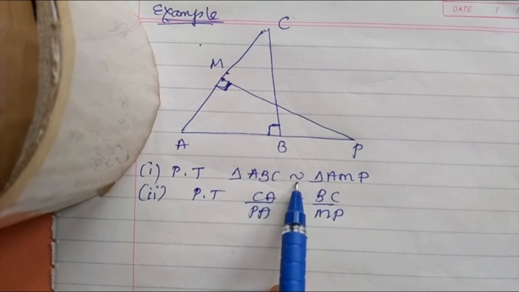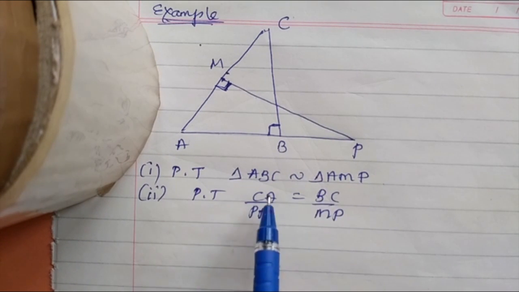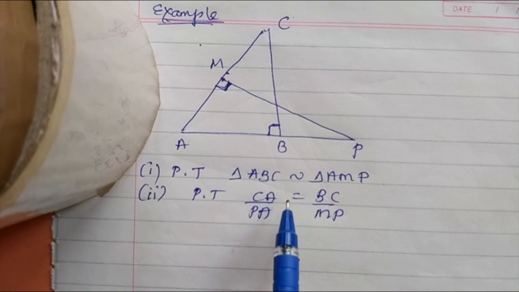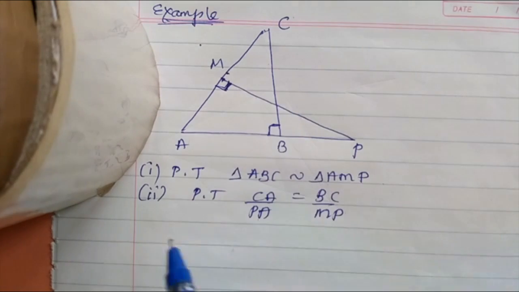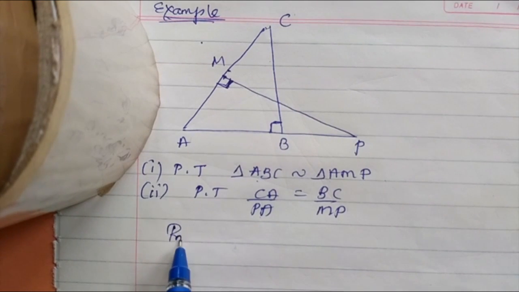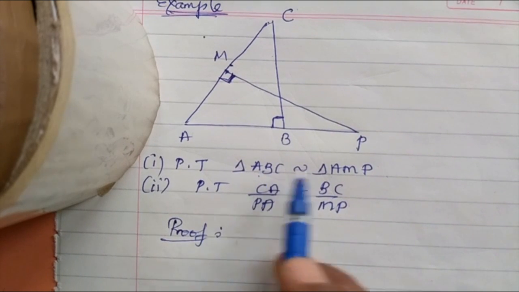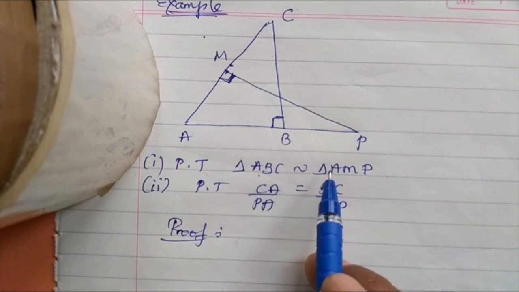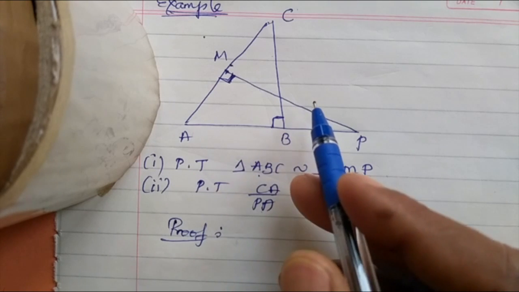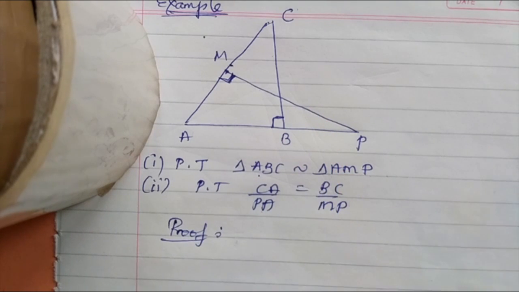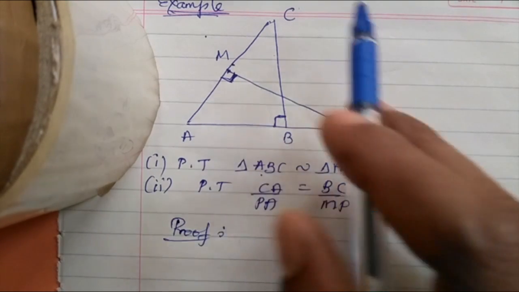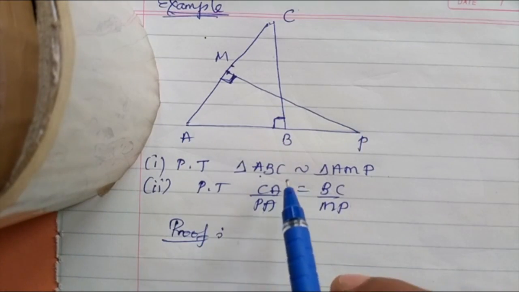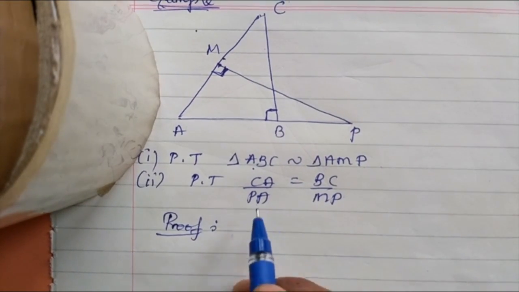First, prove that ABC is similar to AMP. Second, also prove that these two sides are in ratio, so these two ratios are equal. Before proving the two triangles, check whether any hint is given. In the last problem, two angles were equal, therefore that triangle became isosceles. Here, no extra hint is given, so straight away go to proving the two triangles.